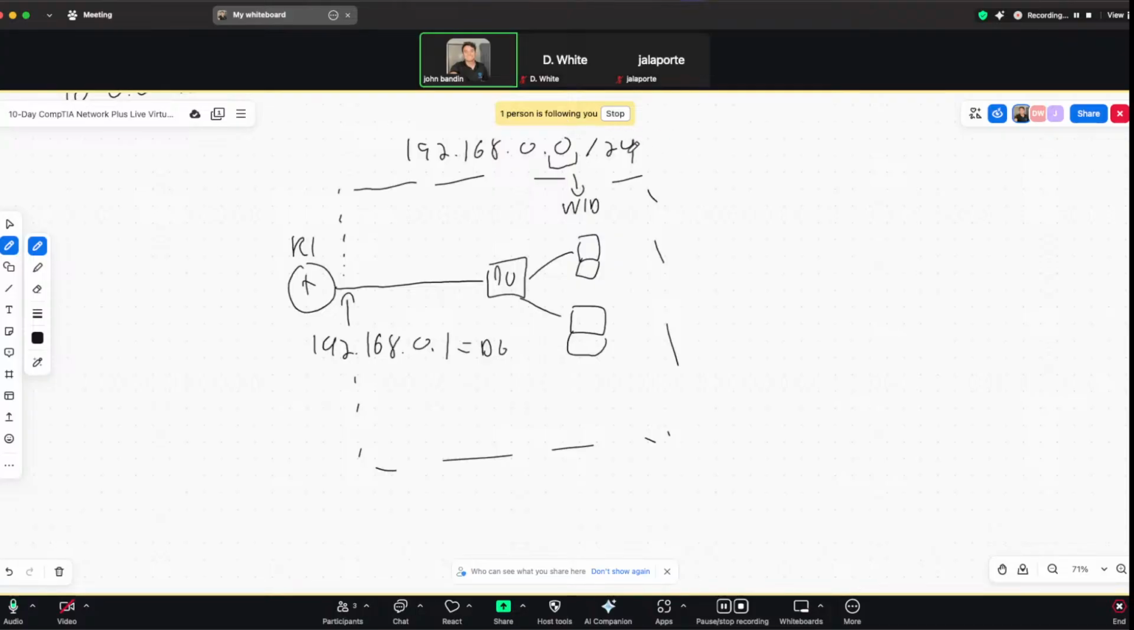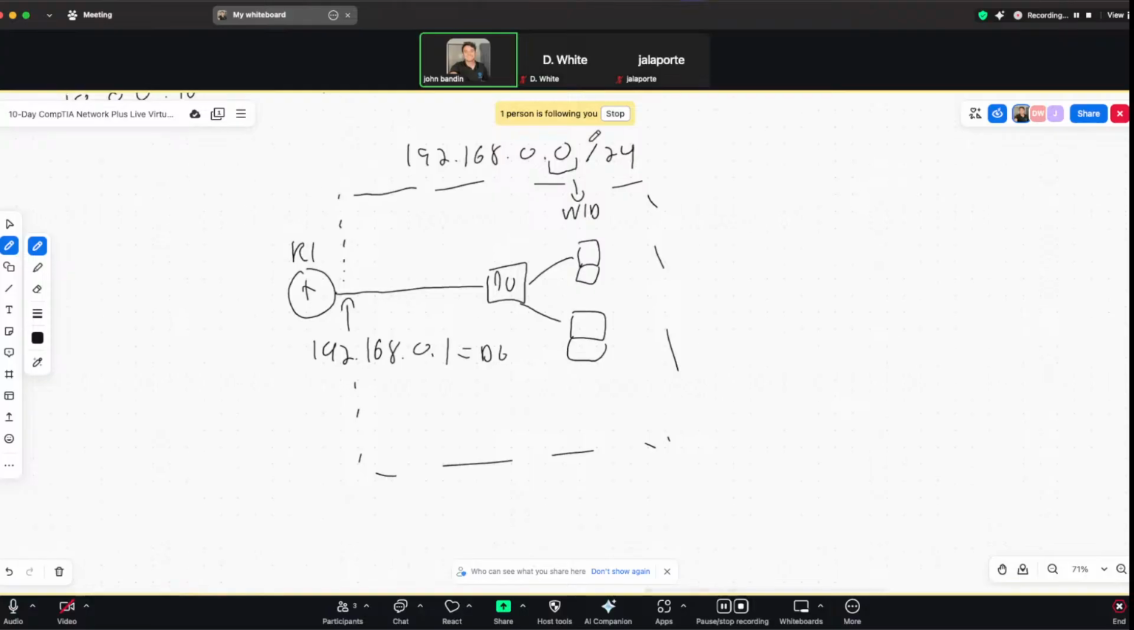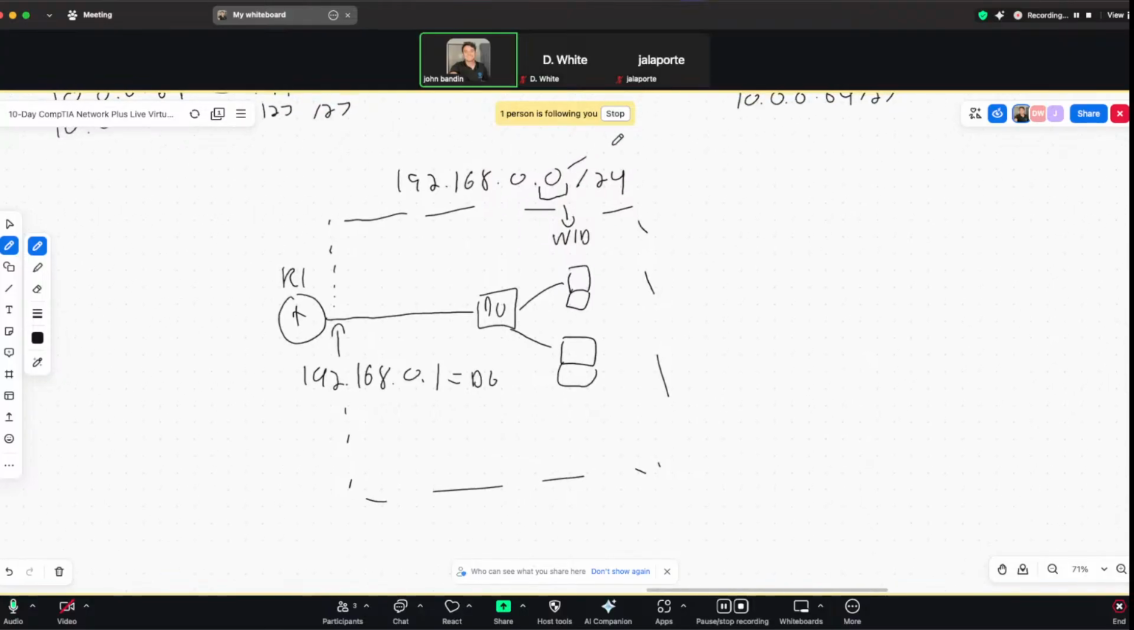So a /24. A /24, the network range is .0 to .255. This last IP address, the very last IP address, is called the broadcast IP. That can also not be assigned.